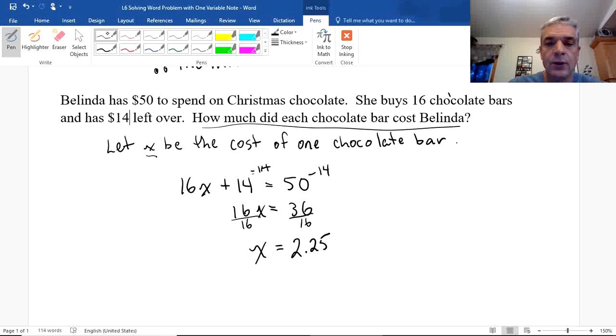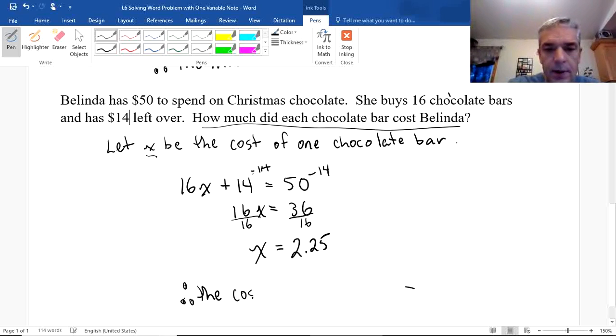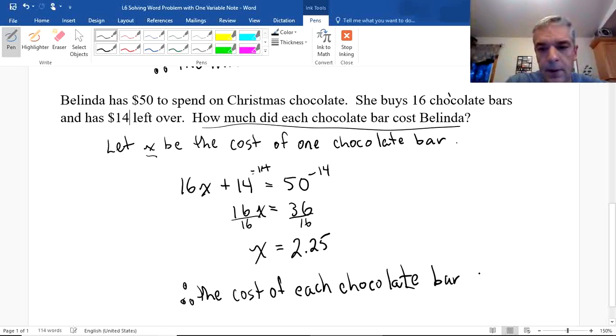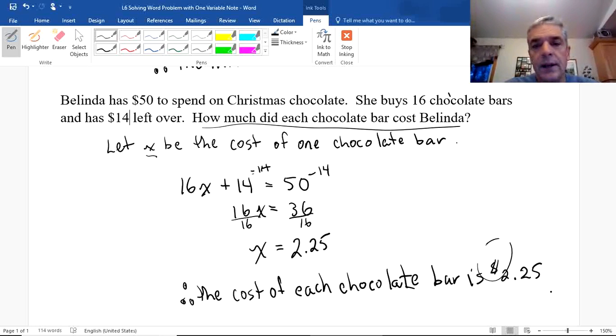Now my final part of the question is to write down a concluding statement. So therefore, the cost of each chocolate bar is $2.25, and away we go. Notice that at this point I add the dollar sign because it is money. That's important. If it was distance or something like that, units would go in there. And we essentially have completed the question. We asked how much did each chocolate bar cost, and you gave an answer for that.